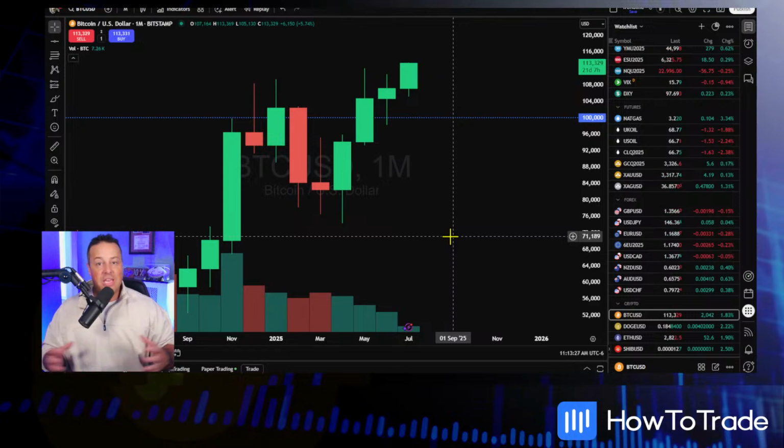Now, why would a key level be that important? Why would 100,000 be important? It's just another price point, right? It's not just another price point. It brings participation to the market. Why? Because everybody has an opinion. Everybody has an opinion on what Bitcoin's worth from 100,000.